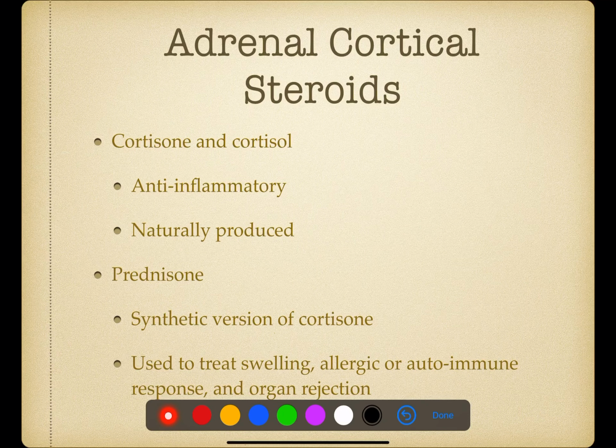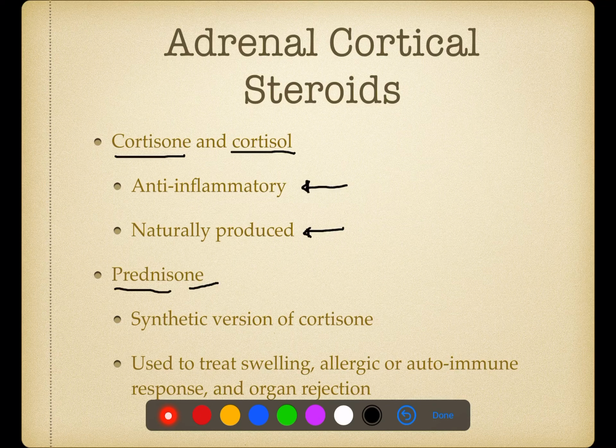And then last but not least, we're going to talk about adrenal cortical steroids, which you've probably heard of before, and I'm sure you've probably heard of prednisone before. Adrenal cortical steroids are another type of steroid, not a female or male sex hormone. And they are naturally produced in our body in response to some sort of inflammation. So let's say you sprain your ankle and your ankle swells up, your body will produce adrenal cortical steroids, cortisone and cortisol. And the job of those two steroids is to help reduce inflammation.